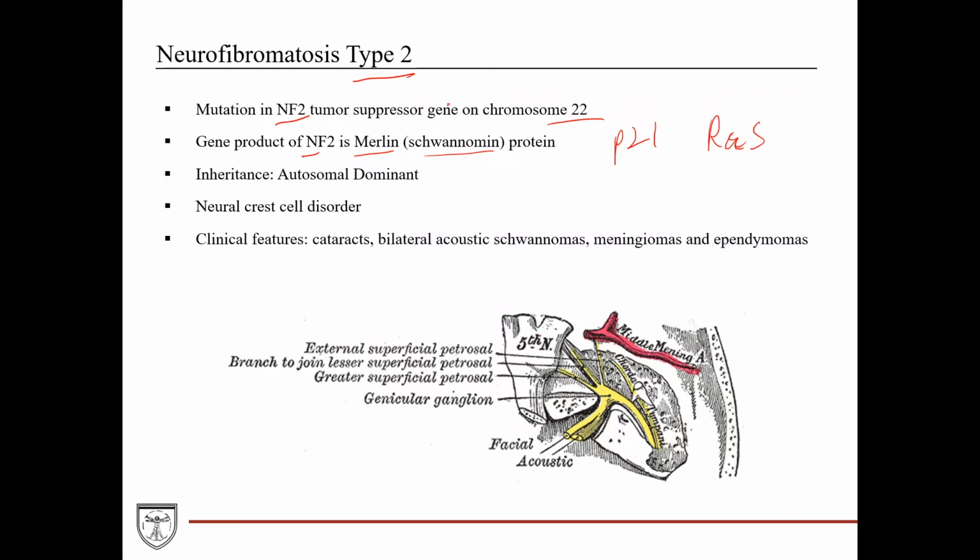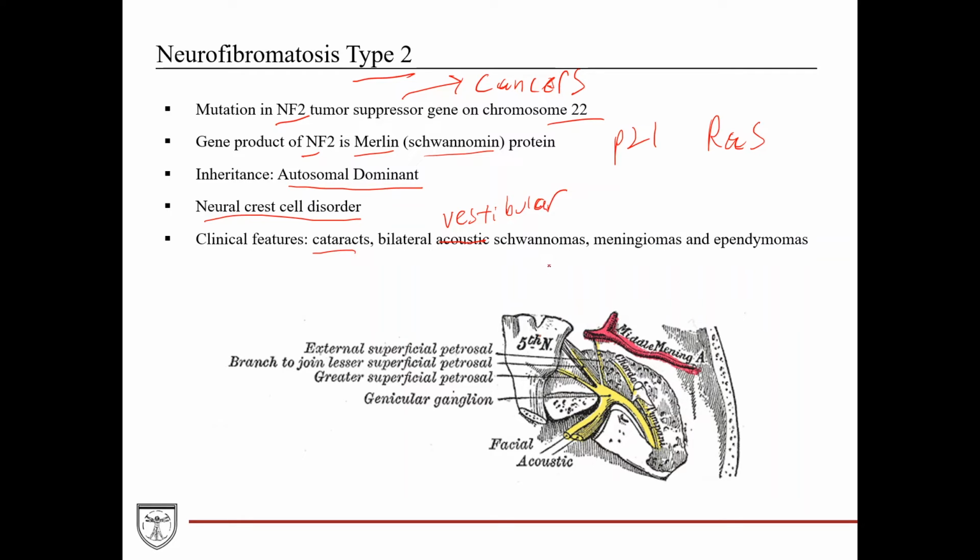And as a mutation in a tumor suppressor gene, just like with type 1, it puts these patients at risk for certain types of cancers. The inheritance for type 2 is autosomal dominant, and just like type 1 also, it's a neural crest cell disorder. This disease particularly affects the nervous system, so you can see cataracts in the eyes, and then bilateral, and I apologize, this should really say vestibular schwannomas, so make sure you correct that in your book, bilateral vestibular schwannomas.